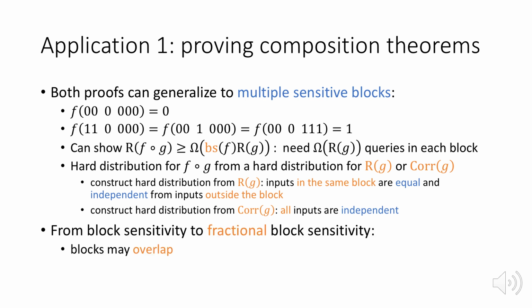This is because in the definition of fractional block sensitivity, the sensitive blocks may overlap. When 2 blocks overlap, it's hard to make sure that the inputs are equal within each block, while inputs from different blocks are independent. But if all inputs are independent, this is not a problem. The same proof for block sensitivity can be used for fractional block sensitivity if we construct the hard distribution from core of g. This illustrates the power of the hard distribution for the correlated samples problem.